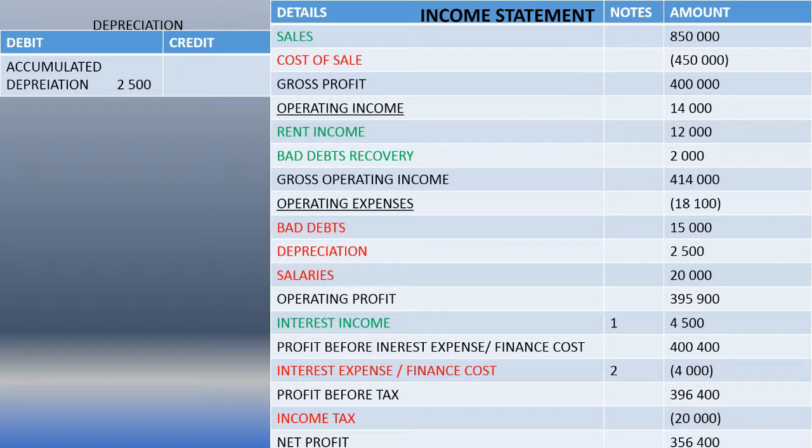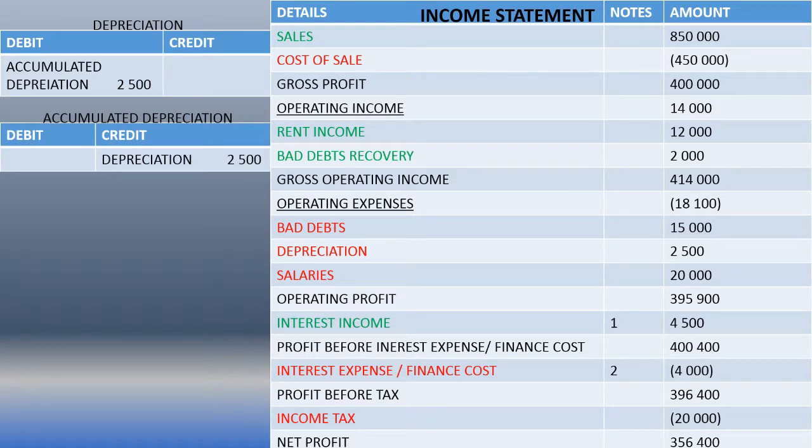Once depreciation has been recorded with 2,500 on the debit side, it has to be added or credited with depreciation of 2,500 under the T column of accumulated depreciation. This is what you call the accounting equation or double entry principle.